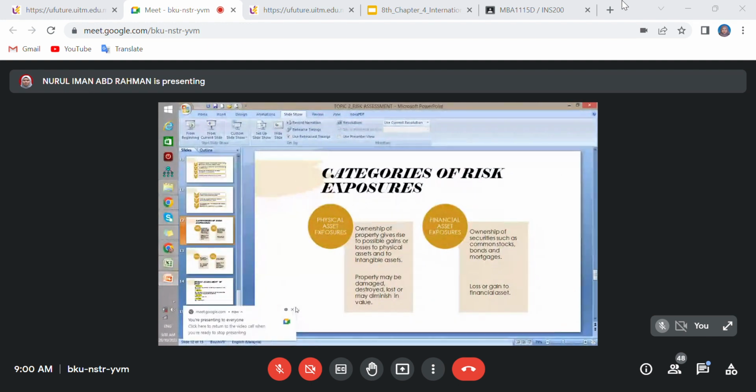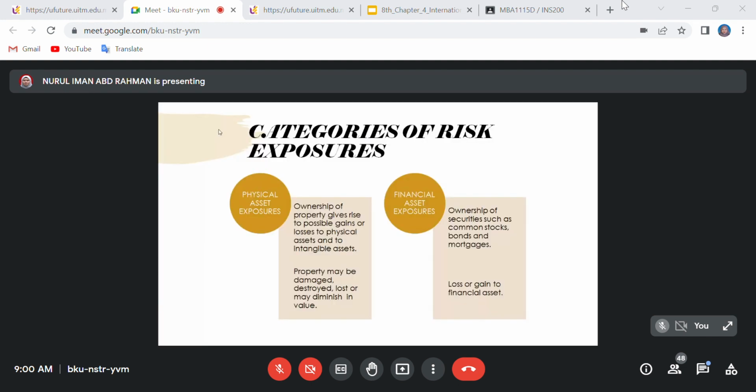Okay, I think most of you understand what you read, so I will just explain as well. The first category of risk exposure is physical asset exposure. This is where the ownership of property gives rise to possible gains or losses to physical assets and to intangible assets. So property may be damaged, destroyed, lost or may diminish in value. So what is intangible asset? Who can tell me? Madam, what is an example of intangible asset?